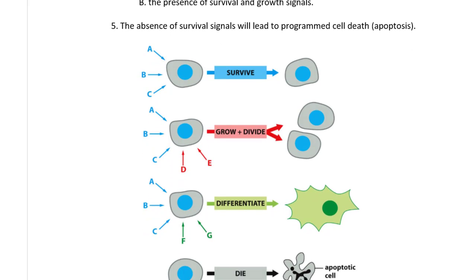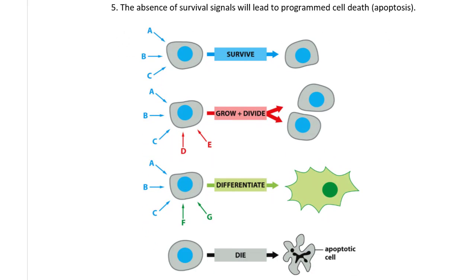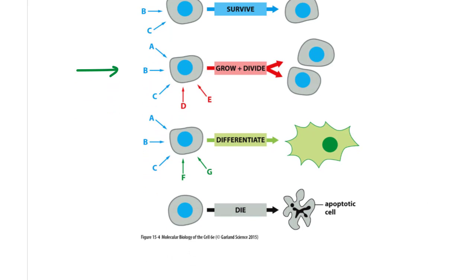And this picture is just showing you that, where A, B, and C are survival signals, and that tells the cell to survive. In the case of growth and division, you have the survival signals A, B, C, but you have these two other signals coming into the cell, D and E, which tell the cell to go ahead and divide, or pushes the cell through the cell cycle. In the case of differentiation, you have the survival signals A, B, and C, and now you have two different signals, F and G, which will push the cell to differentiate into a specialized cell type. And in the case of the absence of A, B, and C, the survival signals, the cell will then go through apoptosis, programmed cell death.